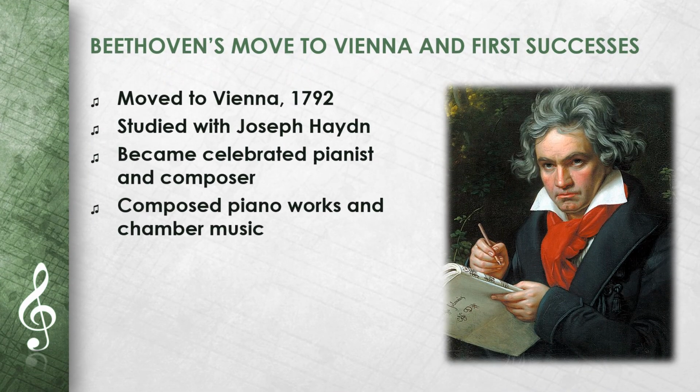In 1792, Beethoven moved to Vienna to study with Joseph Haydn. In Vienna, he quickly developed into a celebrated pianist and composer. He gave many concerts in the salons of the nobility. His first published works were very successful. During this time, Beethoven composed mainly piano works and chamber music. He established himself as one of the leading musicians in Vienna.